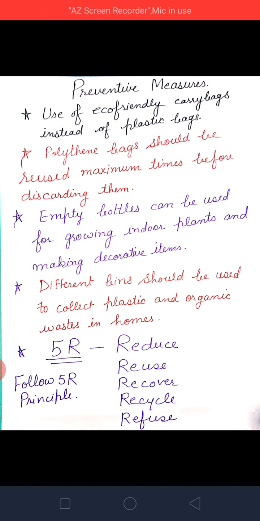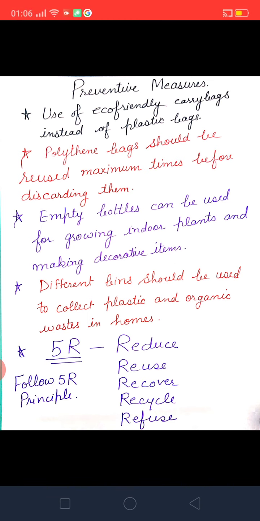Reuse. Reuse means using something you already have. Instead of buying something, we should use that again. Where can we use this? We can use empty bottles for growing indoor plants or decorate them. Then the third point is recover: to take something and use it for something else.